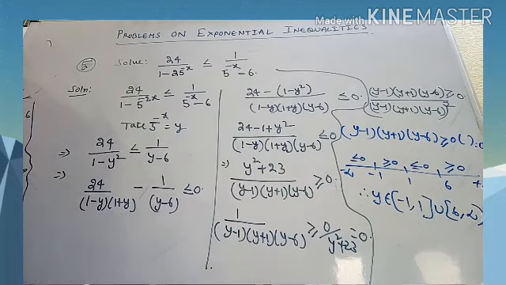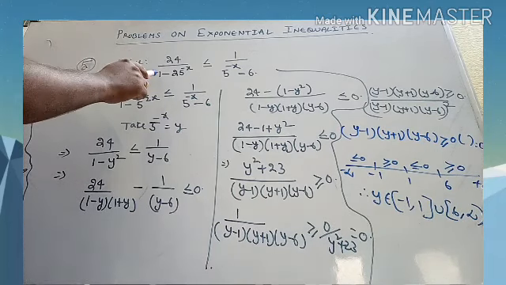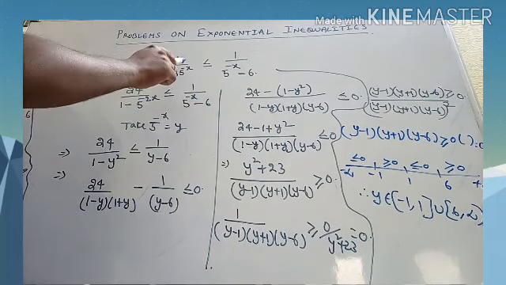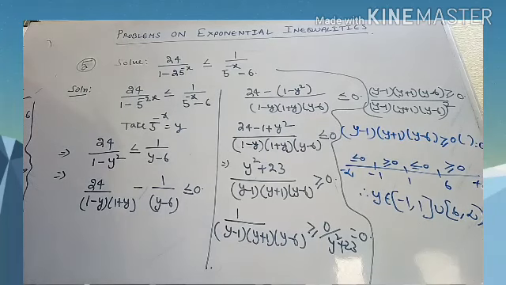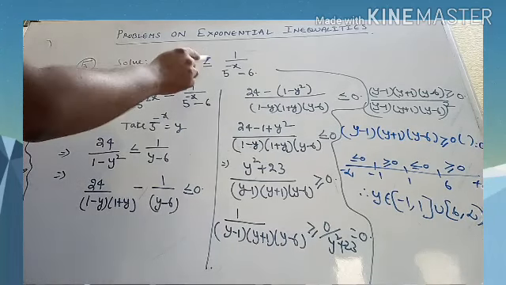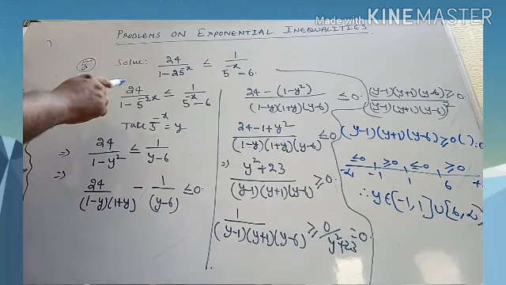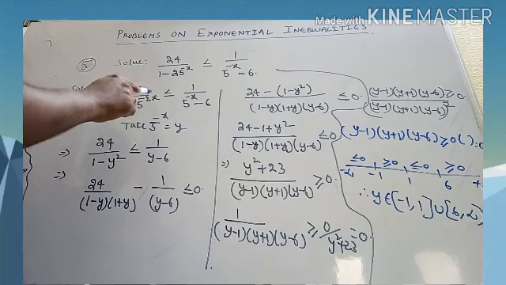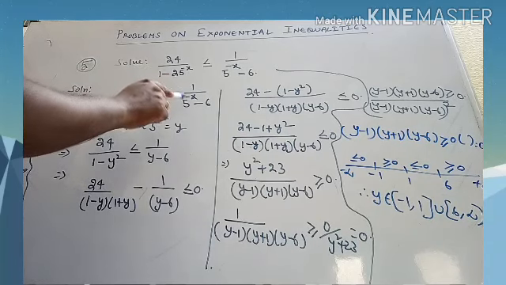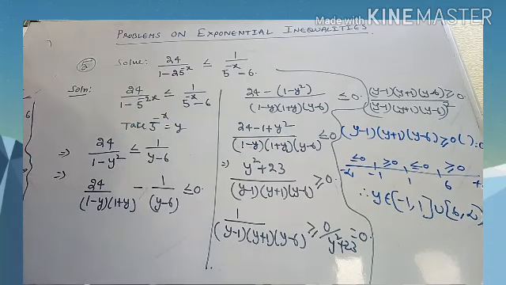Now the last problem of this exponential inequalities. Solve 24 by 1 minus 25 to the power minus x less than or equal to (1/5) to the power minus x minus 6. This is your problem, right? How do we do this? The solution part is 24 by 1 minus 5 to the power minus 2x less than or equal to 1 by 5 to the power minus x minus 6.